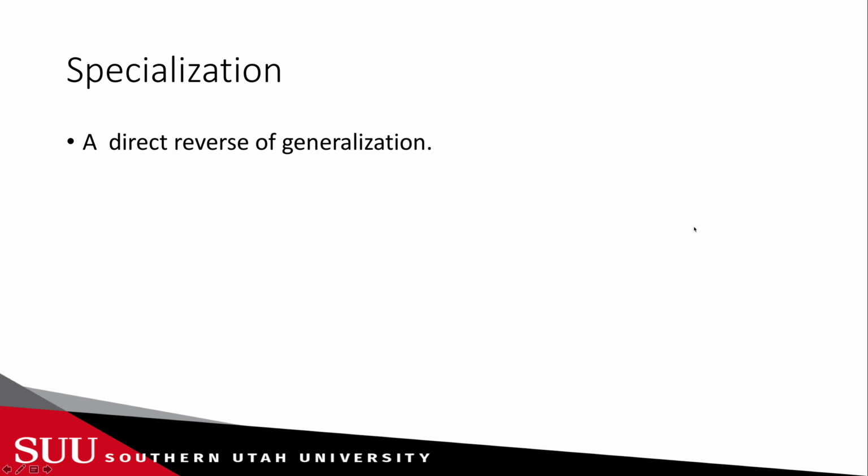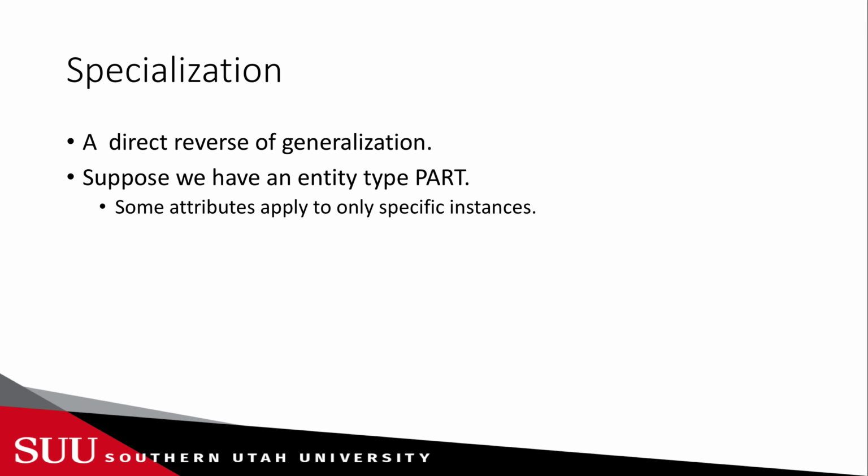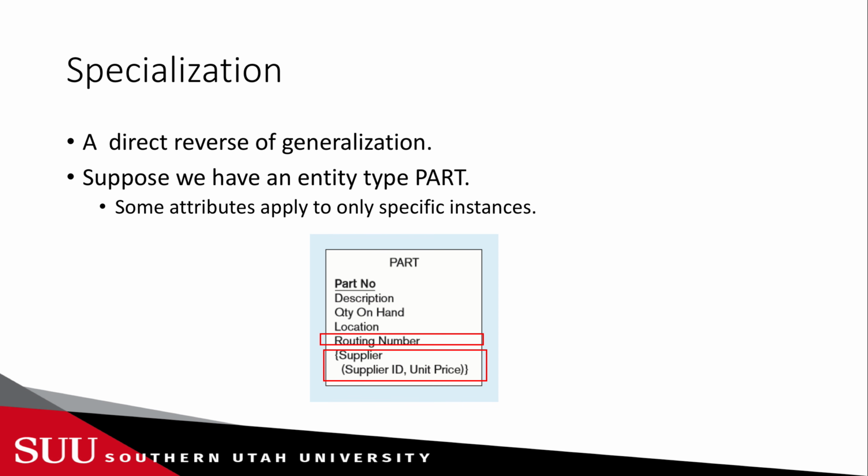Now the other approach is specialization, which is a direct reverse of the previous one. Suppose that we have an entity type called part. Now some of the attributes apply to only specific instances. Some parts are supplied by a supplier, but some parts are manufactured here. So I say these apply only to manufactured parts, and this attribute will apply only to purchased parts, which are going to be supplied by a supplier.